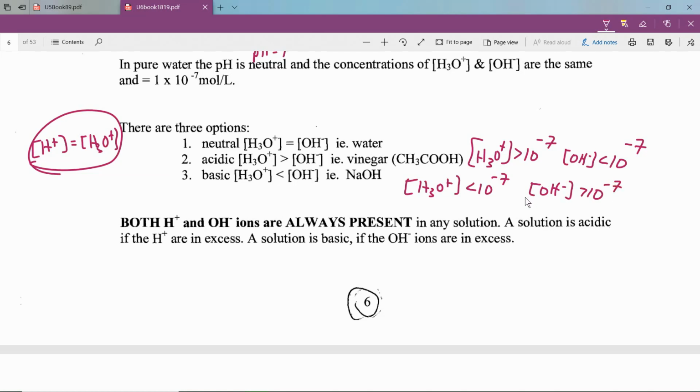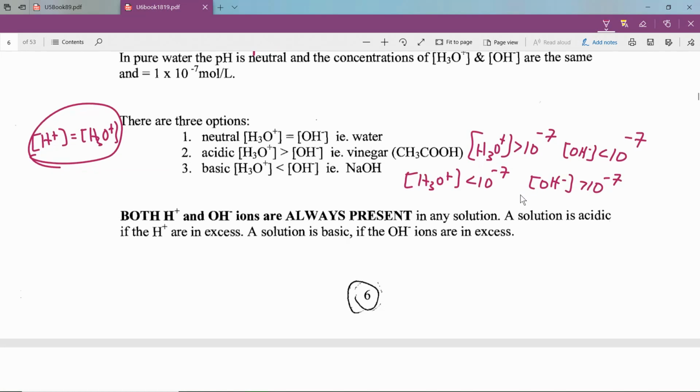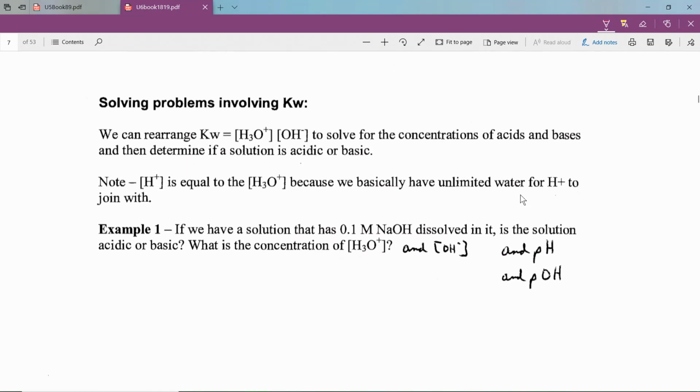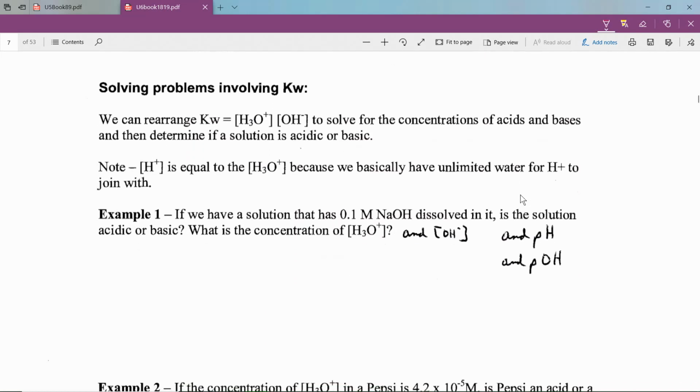In any solution, even if you don't see it written, we're talking about aqueous solutions here, both H plus and OH minus are always present. A solution is acidic if H plus are in excess, and basic if OH minus are in excess. So we can look at some examples involving Kw.